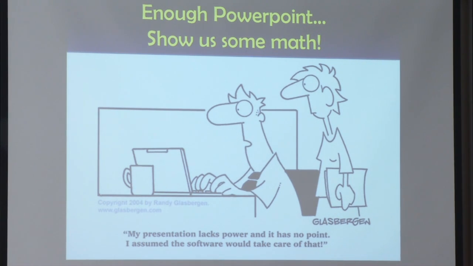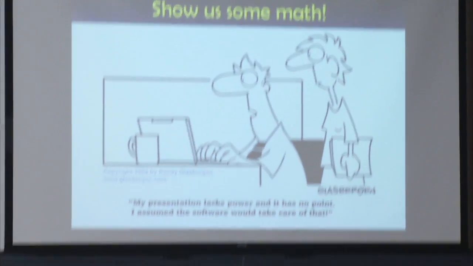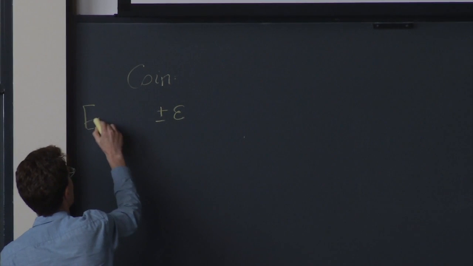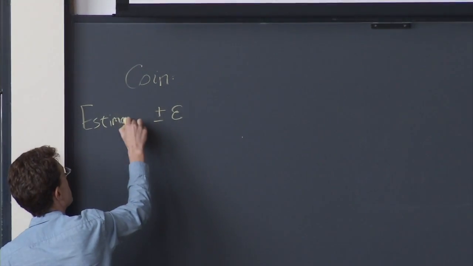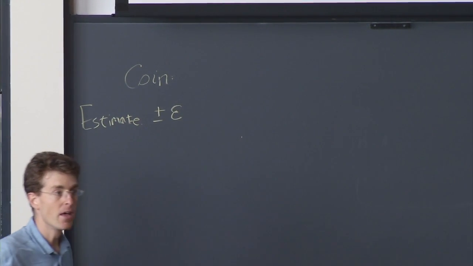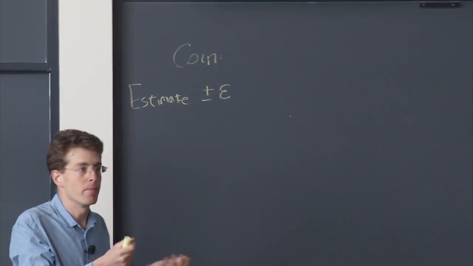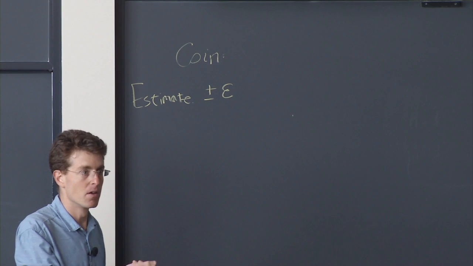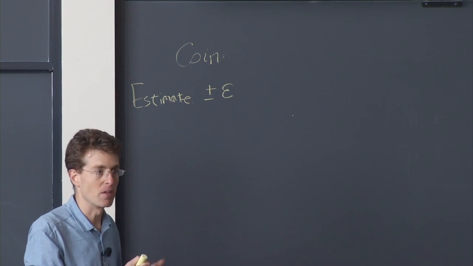So all we need here is very basic probability. Imagine I have a coin that is biased, and I'm trying to estimate the bias. Just a basic Chernoff bound question. I want to estimate the bias of the coin to within plus or minus epsilon. Like, is it half plus epsilon or half minus epsilon? How many times do I need to toss the coin to get a plus or minus epsilon estimate?